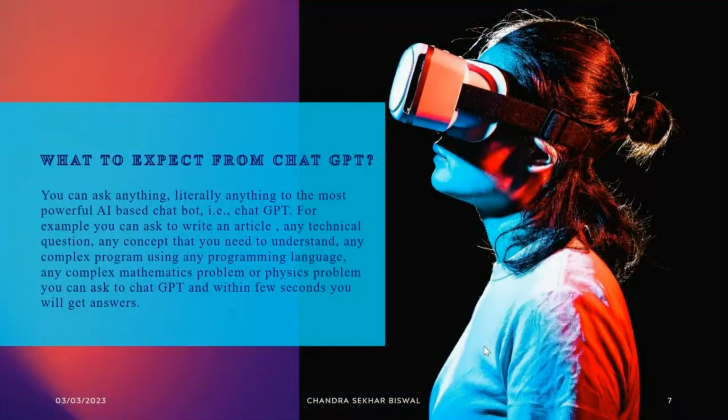So now the next slide is what to expect from ChatGPT. What you can do using ChatGPT, you can ask anything, literally anything, to the most powerful AI-based chatbot, that is ChatGPT. For example, you can ask it to write an article, any technical question you can ask, any concept that you need to understand. Simply, you can write that to the chatbot, and it will return the response. Any complex programming, physics, chemistry, mathematics, everything you ask, you will get your answer.